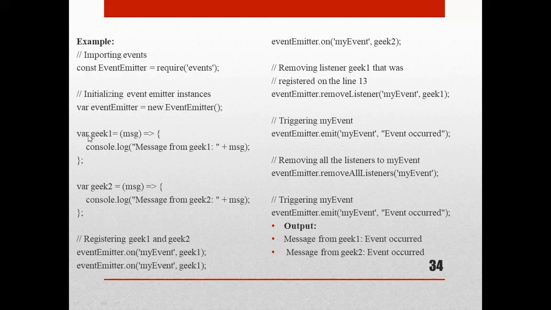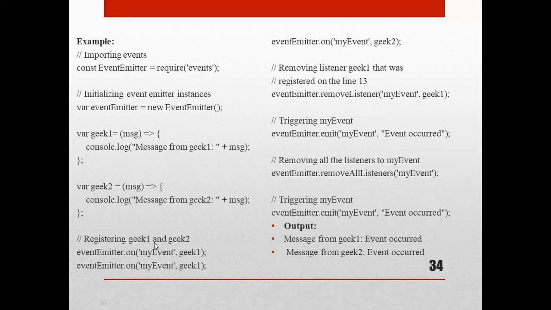This is the way we can initialize the event emitter instance. Then here you can see the listeners: variable jig1 is equal to a function taking a message. This is the event handler, and what it contains is that we are going to print the message, like "message from jig1" plus the message we are going to add here as an event. Then similarly, variable jig2 is equal to a function taking message, console.log "message from jig2" plus message.